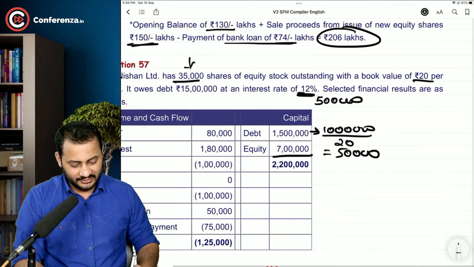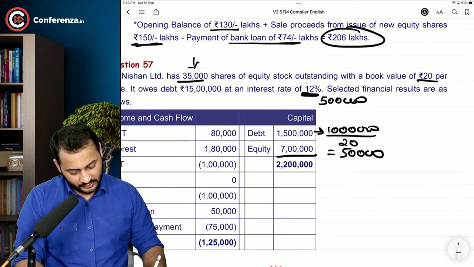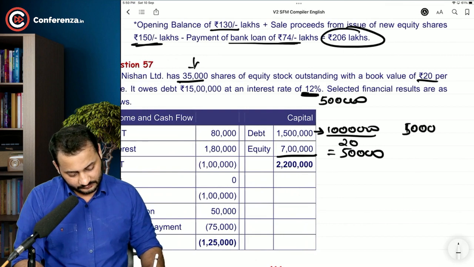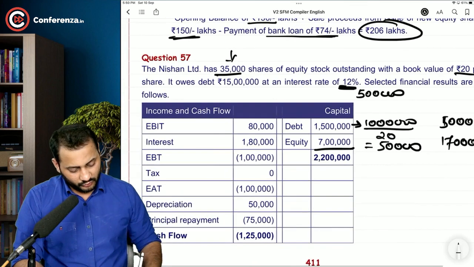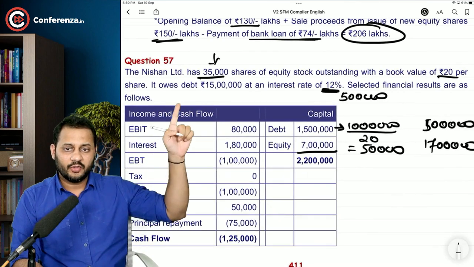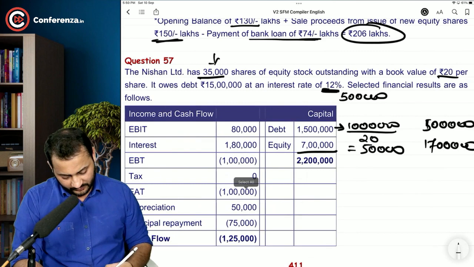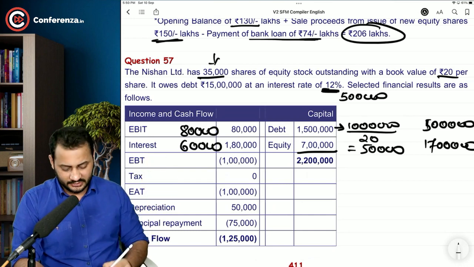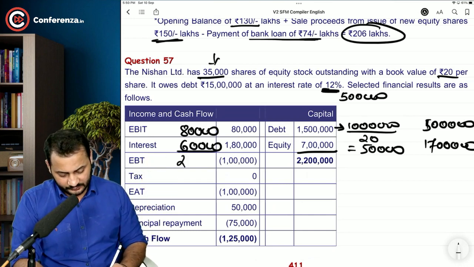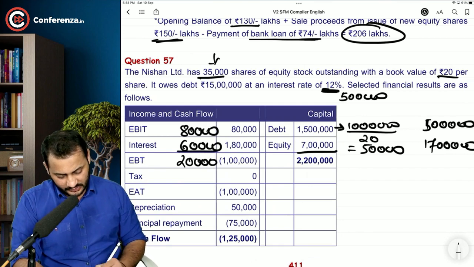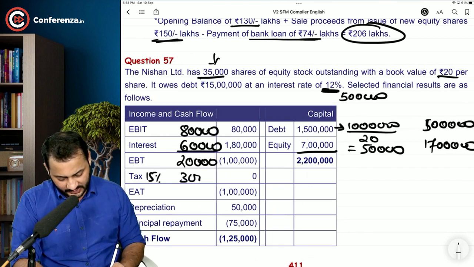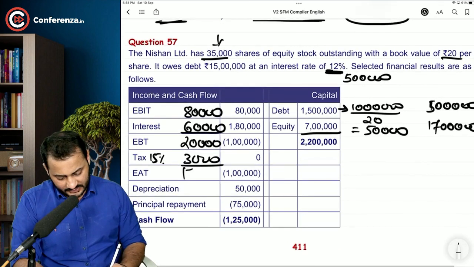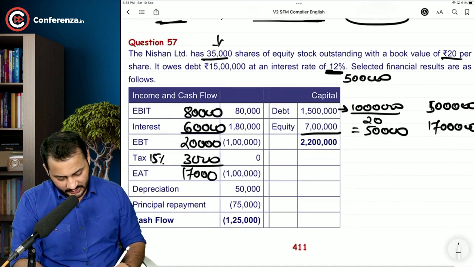Now what is the balance in the debt? 5 lakh. The new debt will be 5 lakh and equity will be 17 lakh. So what will be the new interest? 12% on 5 lakh. It will look like 80,000 minus 60,000. 5 lakh into 12% is 60,000. The EBT will be 20,000. The tax rate is 15%, so 3,000 will be the tax. Balance earning after tax will be 17,000.